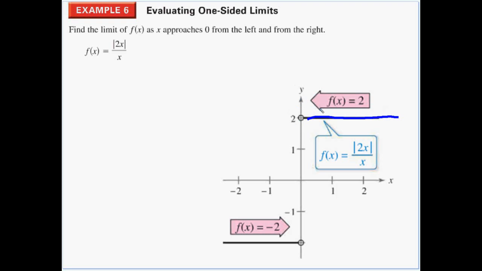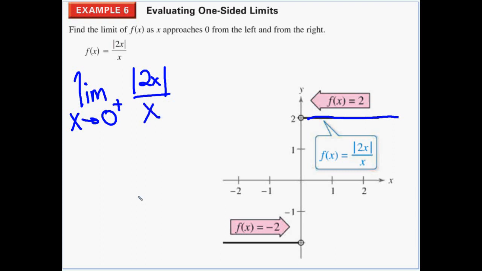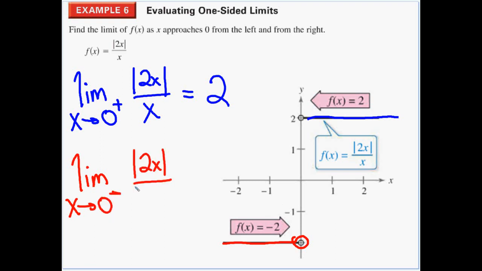So here, as we're approaching from this side, we're approaching positive 2. So let's write that out in our new notation. The limit, as x approaches 0 from the right, of the absolute value of 2x over x, that limit is equal to positive 2. And now I'm going to switch to red ink. We're going to approach 0 from the left side. The limit, as x approaches 0 from the left, of the absolute value of 2x over x, well, that's going to equal negative 2, because we're down here approaching this hole.